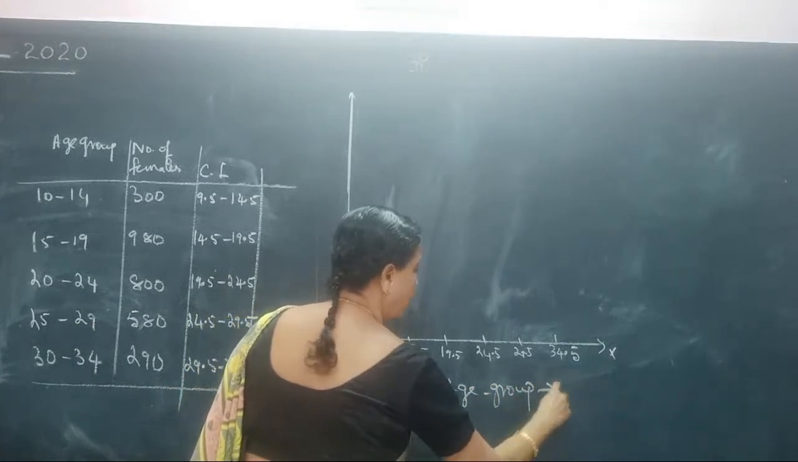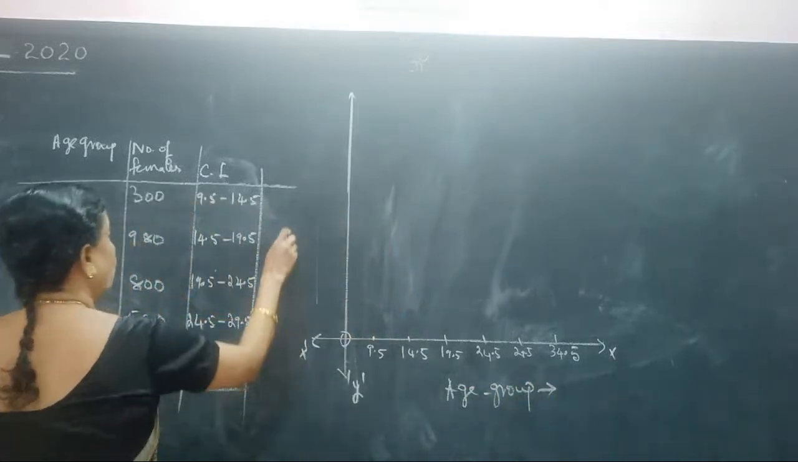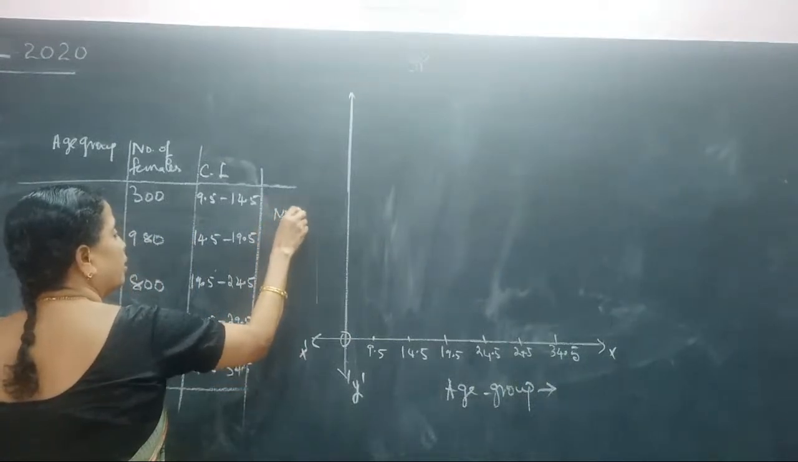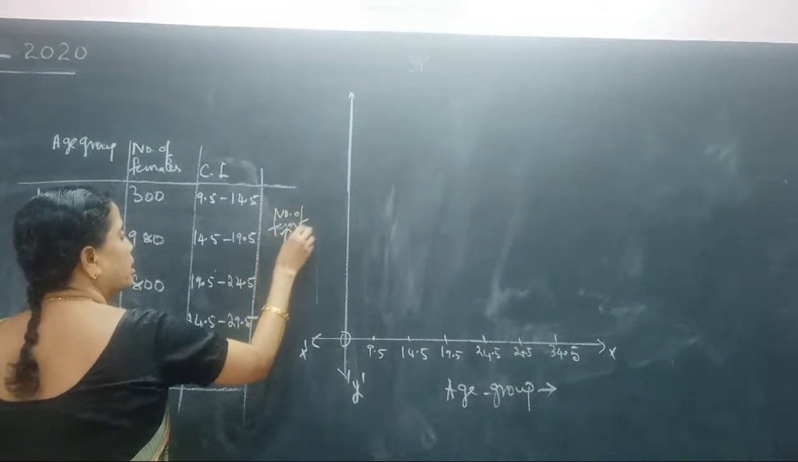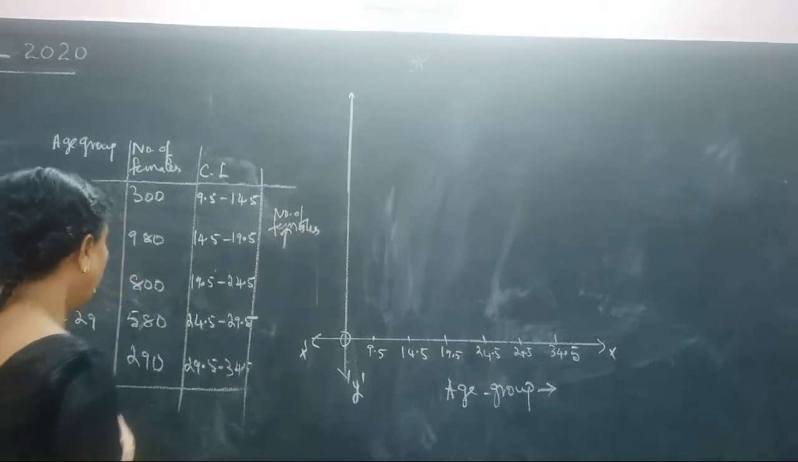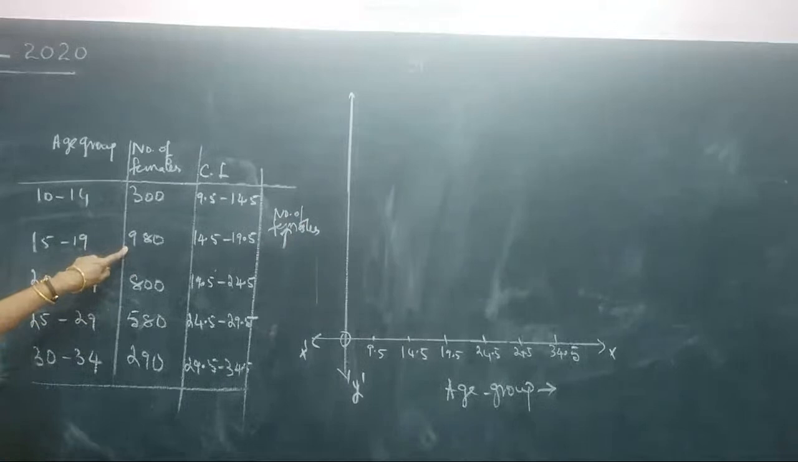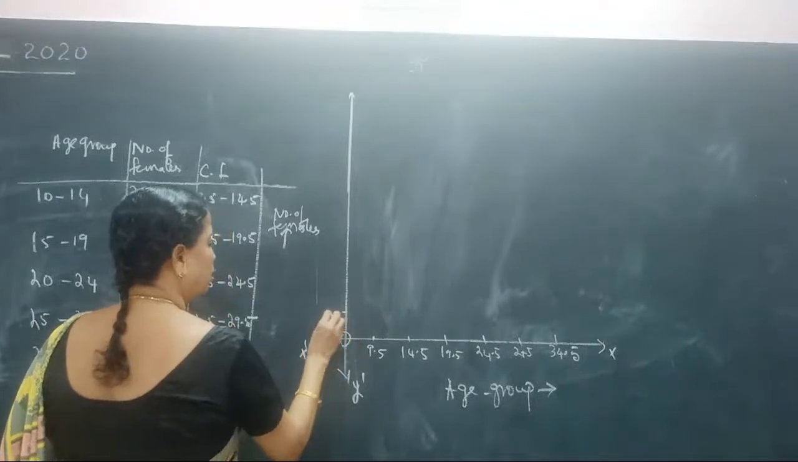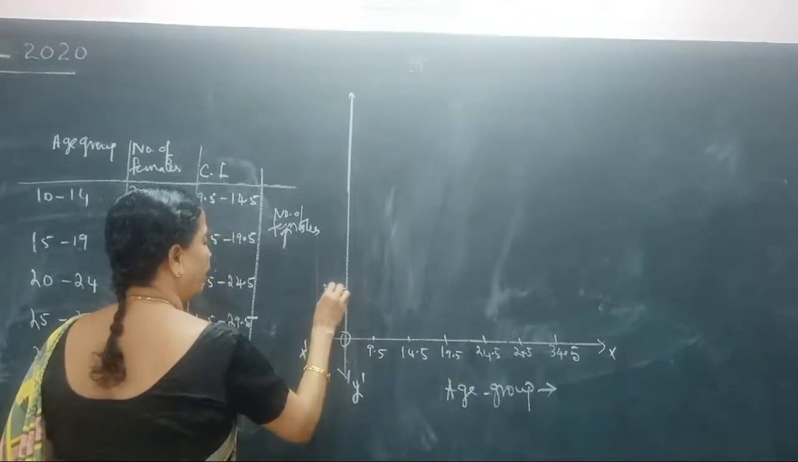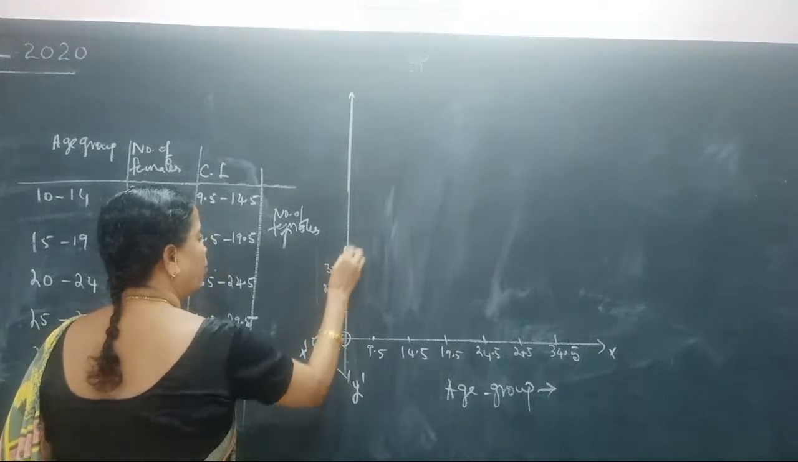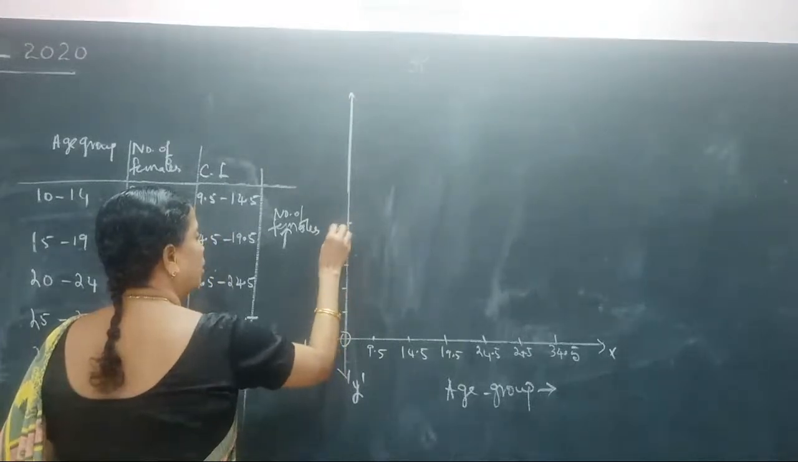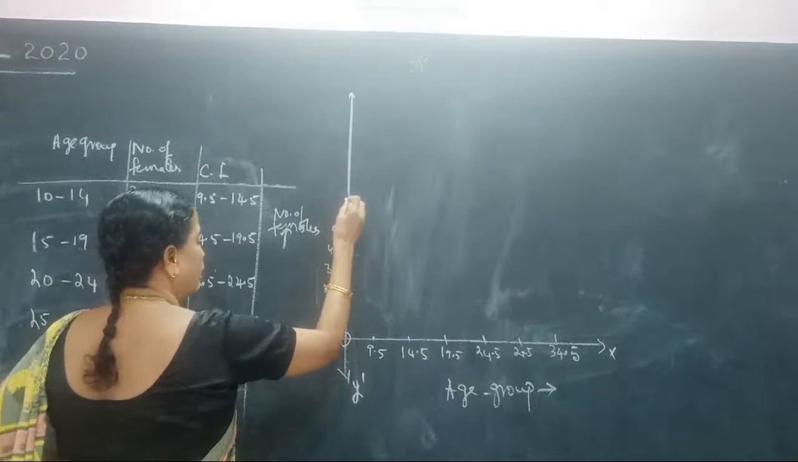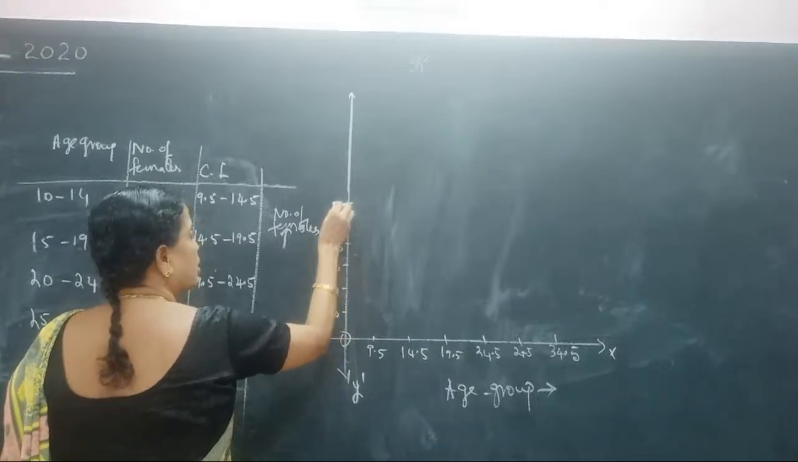The age group along x-axis. Along y-axis, it is representing number of females. Number of females, maximum is 980, minimum is 290. So take a multiple of 100, you will get 100, 200. With the equal width, you have to do 400. That is 1 unit. 1 unit, 100 females.